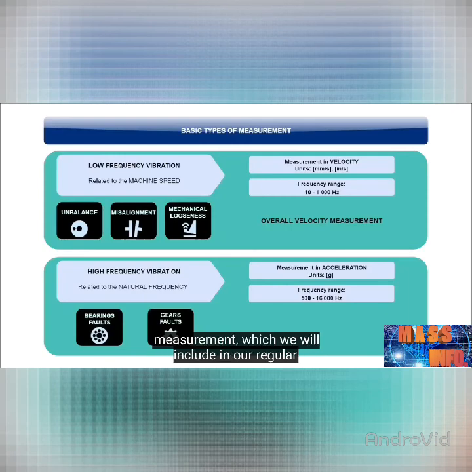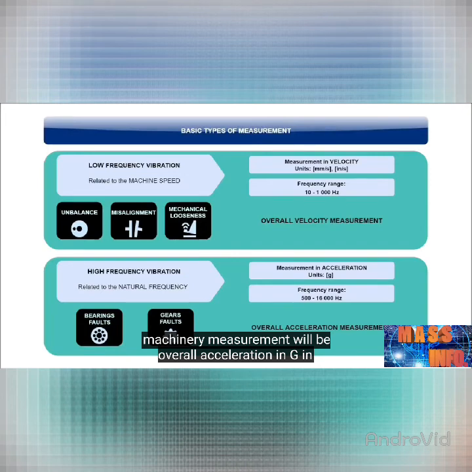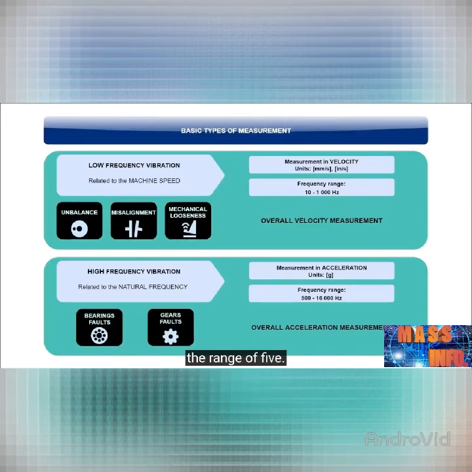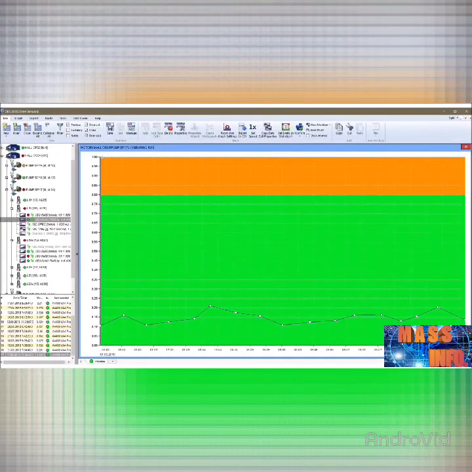So, the second measurement, which we will include in our regular machinery measurement, will be overall acceleration in G, in the range of 500 to 16,000 Hertz. It is represented by one number. Again, using DDS software, we can trend this value in time and see its development.